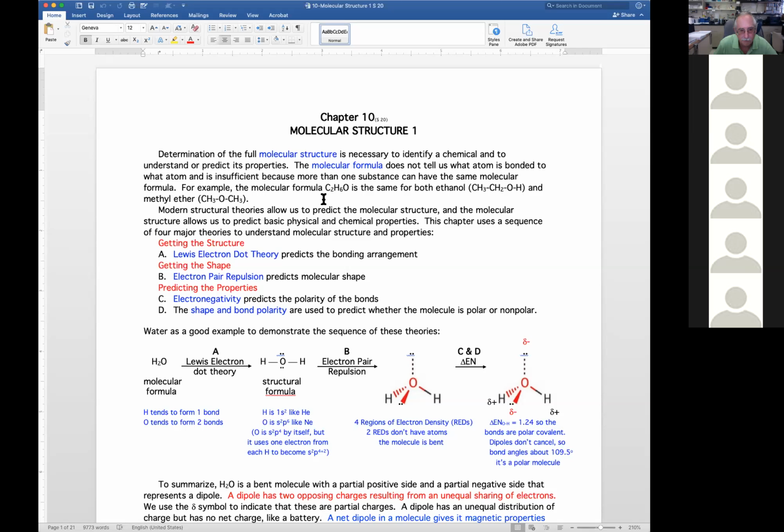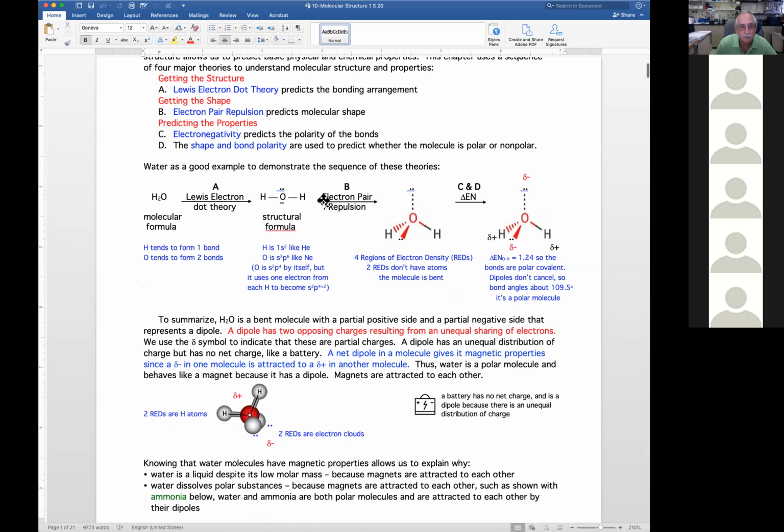So I broke this up into 3 major sections. One is simply getting the structure, then getting the shape, and then predicting the properties. I'm going to run you through the whole thing here using water as an example. So we'll go through all A, B, C, and D. And for water, it's just a preview, and then we'll come back and do some more detail. So here's water. That is the molecular formula.